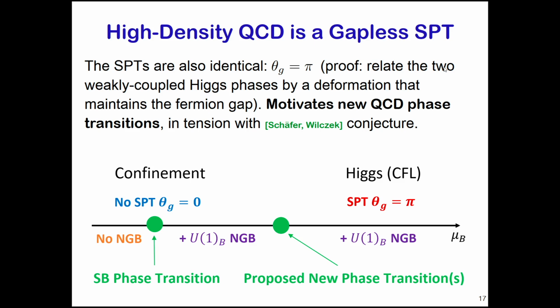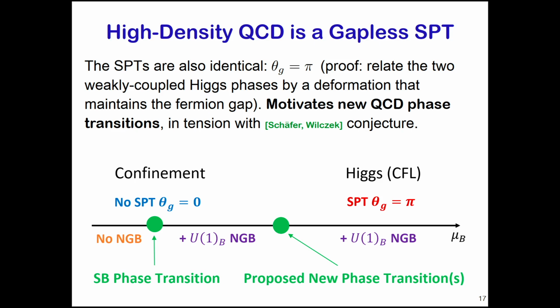Well, I claim that the answer is yes. I claim that the SPTs in these two weakly coupled Higgs phases are both given by theta_g = pi. And you can explicitly prove this by constructing a deformation that interpolates from the Higgs phase of the model I discussed first, which had the elementary Higgs field but was at zero density, to real QCD at finite density but without the elementary Higgs field. And this interpolation path always keeps the fermion masses non-zero, so it doesn't affect the SPT.